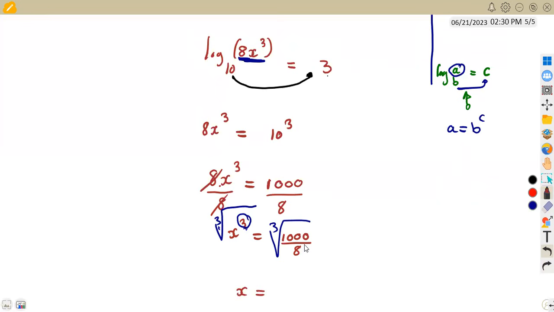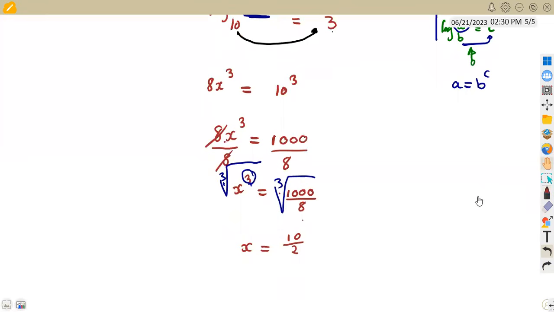And the cube root of 1,000 from your calculator is 10, over the cube root of 8, which is 2. That will be 10 over 2, which is simply a 5. So it means our x is simply a 5 in this case.